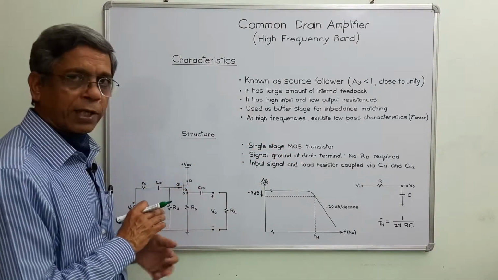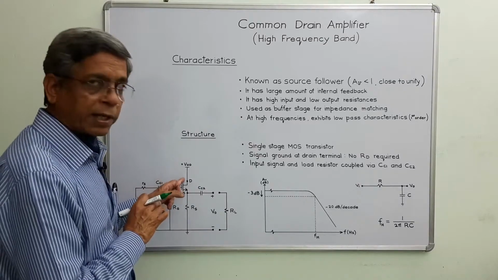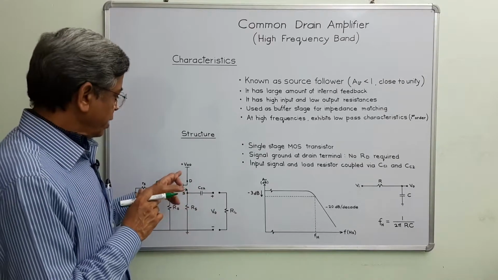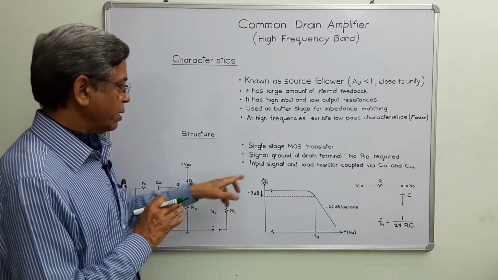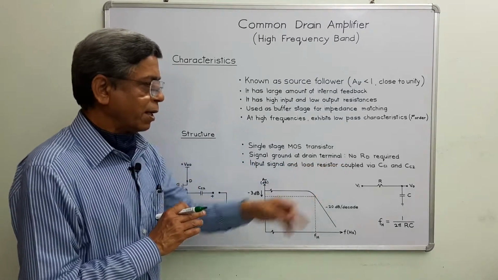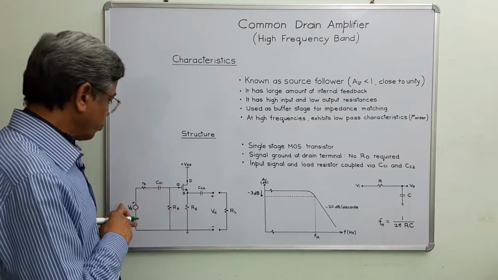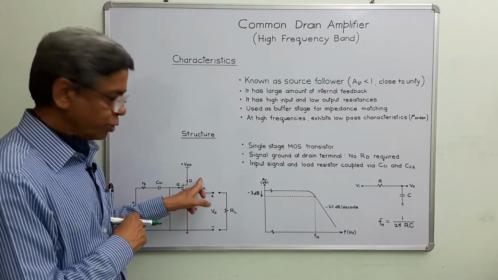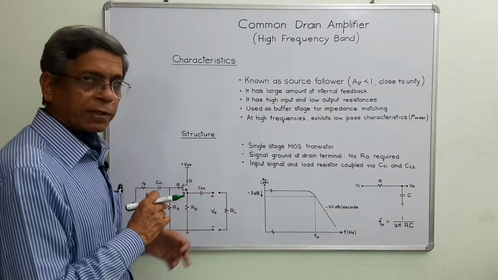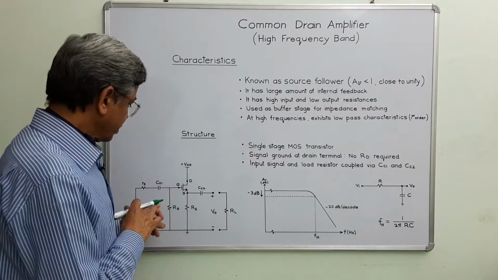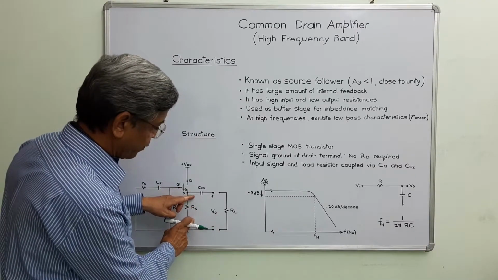This is a single stage MOS transistor, and signal ground is achieved at the drain terminal. That is why there is no resistor connected at the drain terminal. Moreover, drain is common to the input as well as the output terminal in the common drain amplifier, and the input signal and load resistor are coupled via coupling capacitors CC1 and CC2. CC1 is used to couple the input voltage source to the device, and CC2 is used to couple the load resistor to the device. At high frequency range, these two capacitors will behave as a short circuit, and there is a biasing resistor, there is a source resistor, and output will be taken across the source resistor.